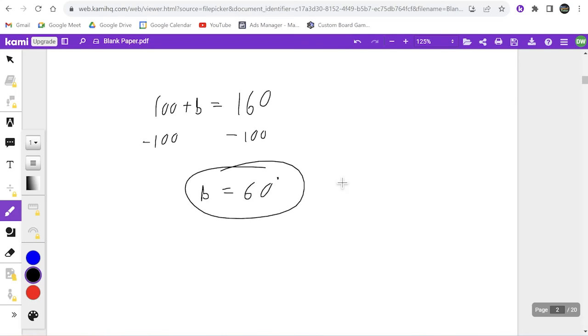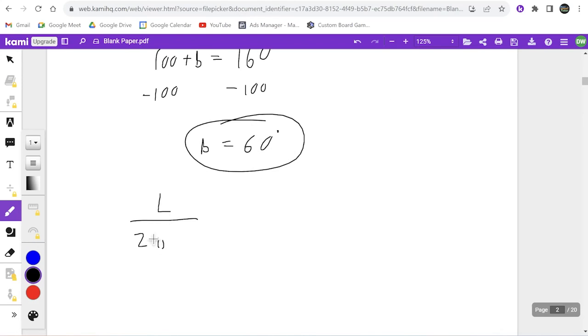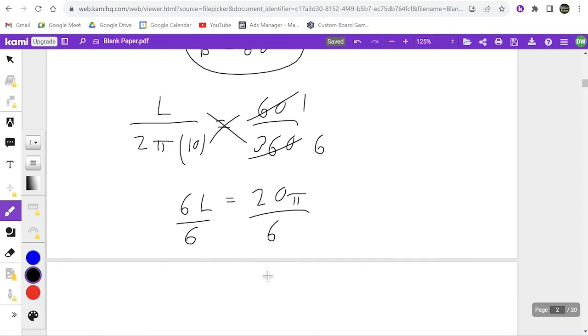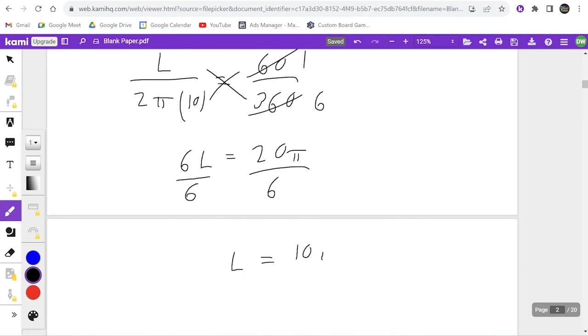Okay, good. And now again, I still want to find the arc length. The arc length of that is going to be L over 2 pi r, radius is 10, and that's equal to 60 degrees over 360. And again, both of these numbers are divisible by 60, so 1 in the numerator, 6 in the denominator. Now if I cross multiply, on the left I have 6L, and on the right I have 20 pi. And if I want to reduce this, in other words, solve for L by dividing both sides by 6, I get 10 pi over 3, and that's my final answer.